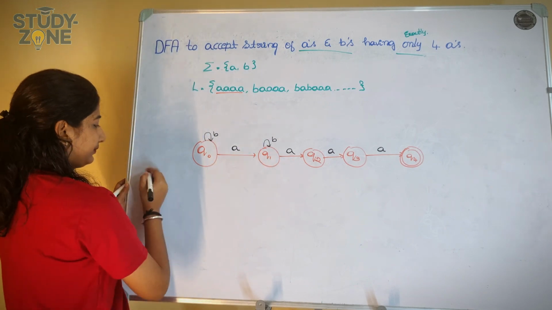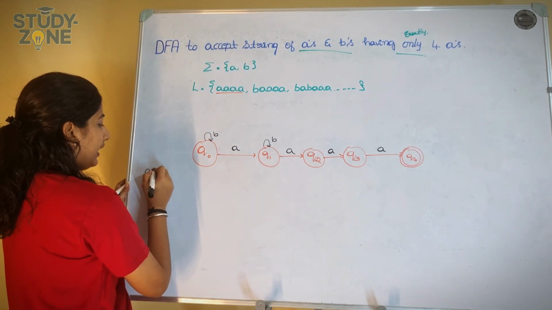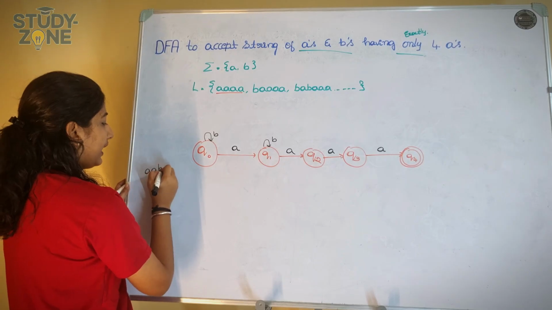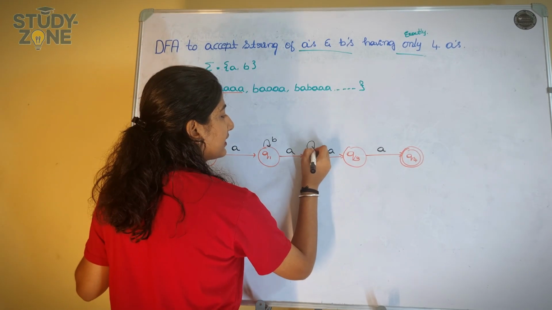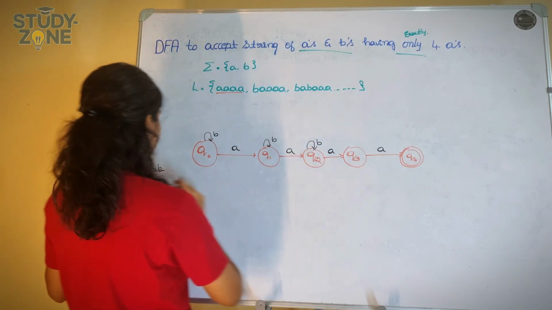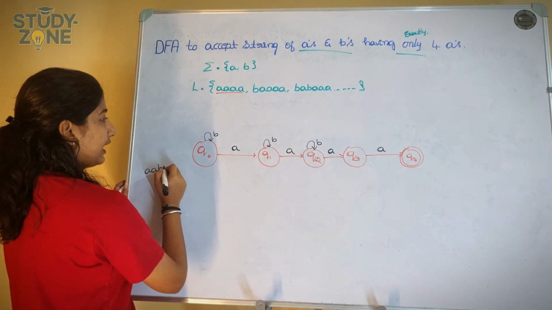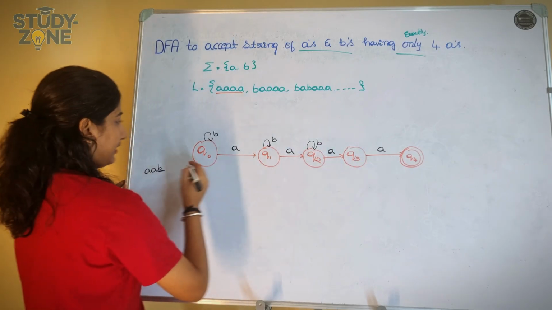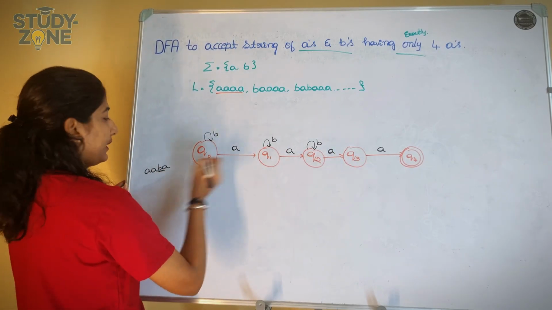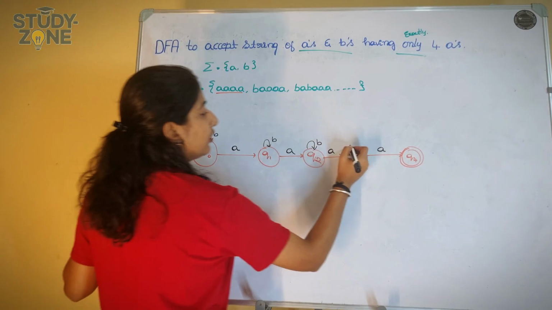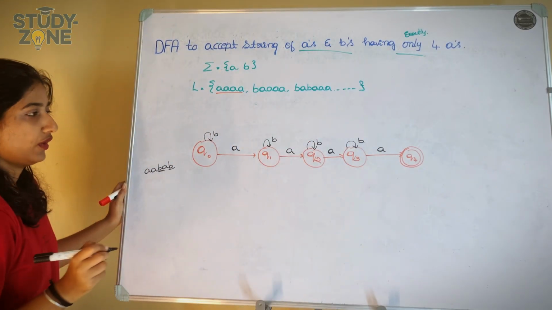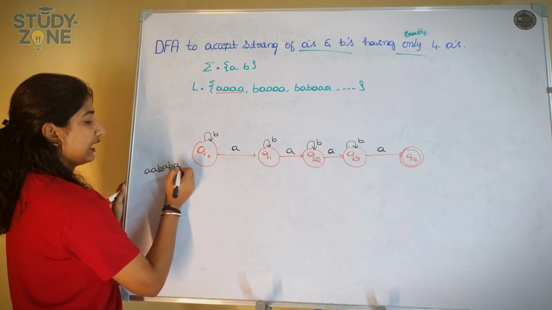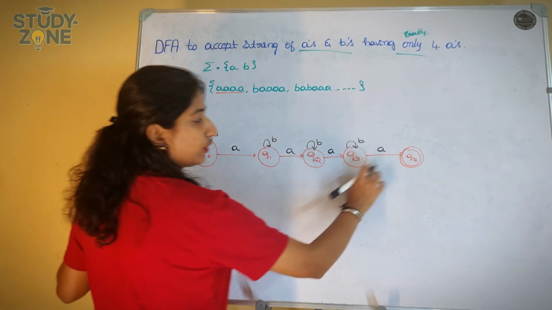A is done. So if I get B again, what do I have to do? I have to ignore it and stay in that state only. And then if I get A, I move to Q3 state. If I get B in that state, I will ignore it and stay in Q3 state only. And then if I get A, I will move to the next state.